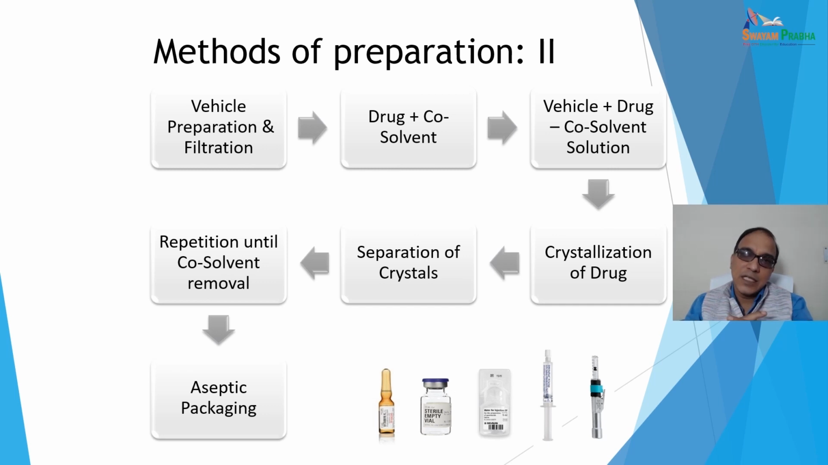In the other method, there are two different types of methods. In this second method, vehicle preparation and filtration is done. And thereafter, the drug and the co-solvents are added into that vehicle preparation. So vehicle plus drug and the co-solvent solution is crystallized for the drug. So crystallization of drug is there in this step. Then separation of crystal is done.